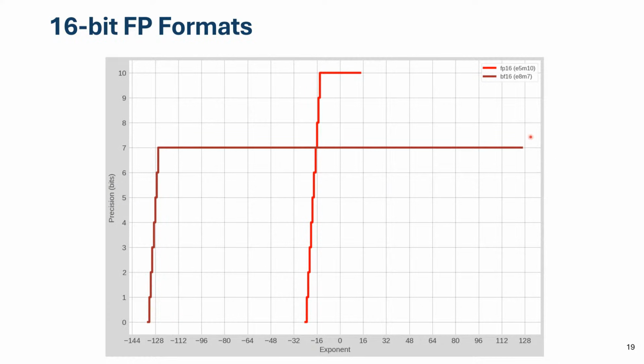Bfloat16 is the maroon or dark red color here. It's E8M7, so its exponent is larger: 8 bits instead of 5. We can see it covers a much wider dynamic range. It's almost as wide as IEEE FP32. But to cover that, it sacrificed mantissa bits, so it has less precision. And where that precision matters or doesn't matter is very application specific.